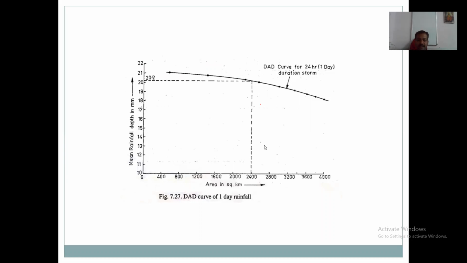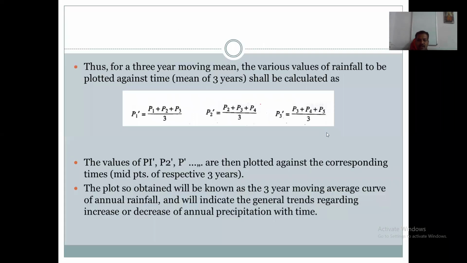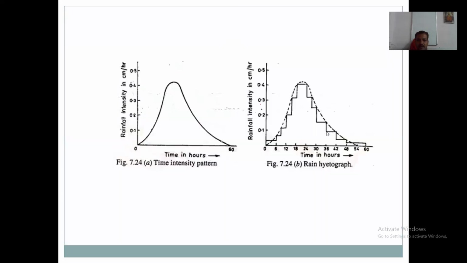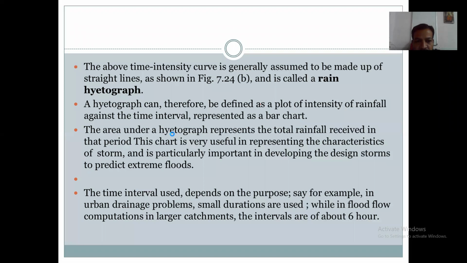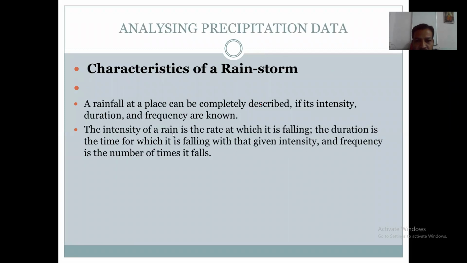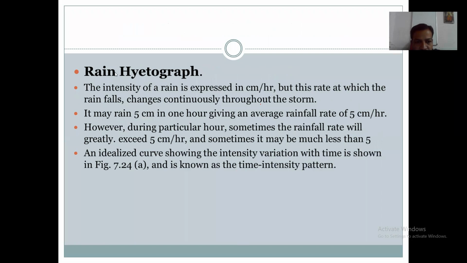Understood till here? Any difficulty? In this way, the rainfall is analyzed. The analysis of rainfall is done in this way, by knowing the various values of rainfall data, by knowing the rain aerograph.